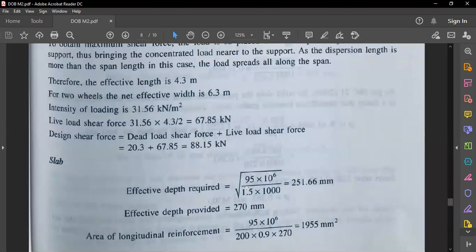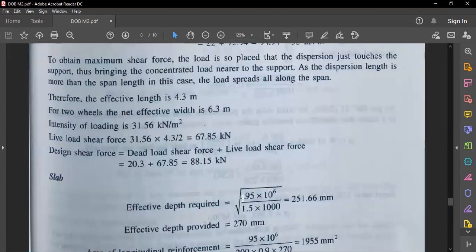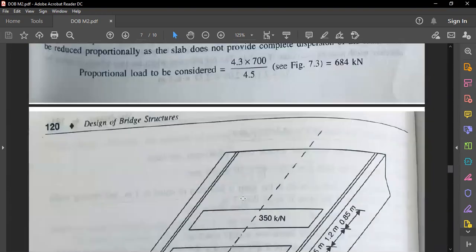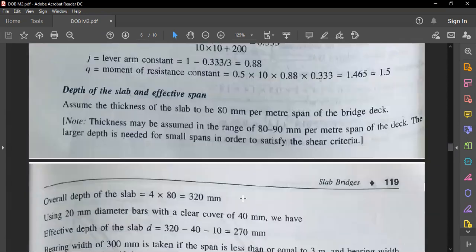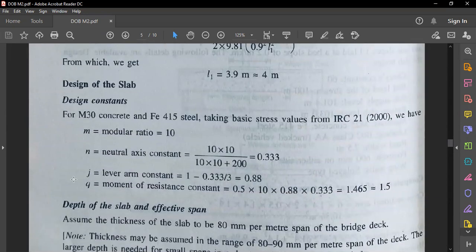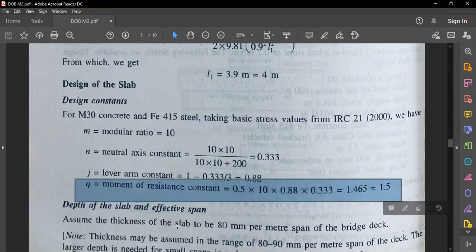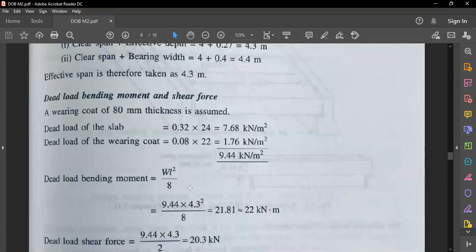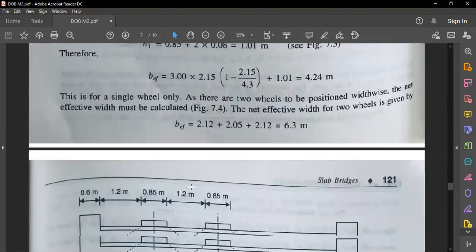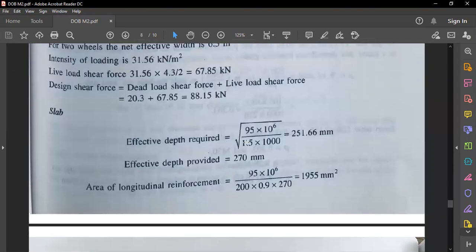So effective depth required is square root of M by 1.5 into 1000, that is per meter length, and 1.5 is your design constant Q here. So the depth provided is sufficient or not, I will check it here: square root of M by Q into B, B is per meter length, 1000. Effective depth required is 251 and provided is 270. Now that is okay, provided is okay.